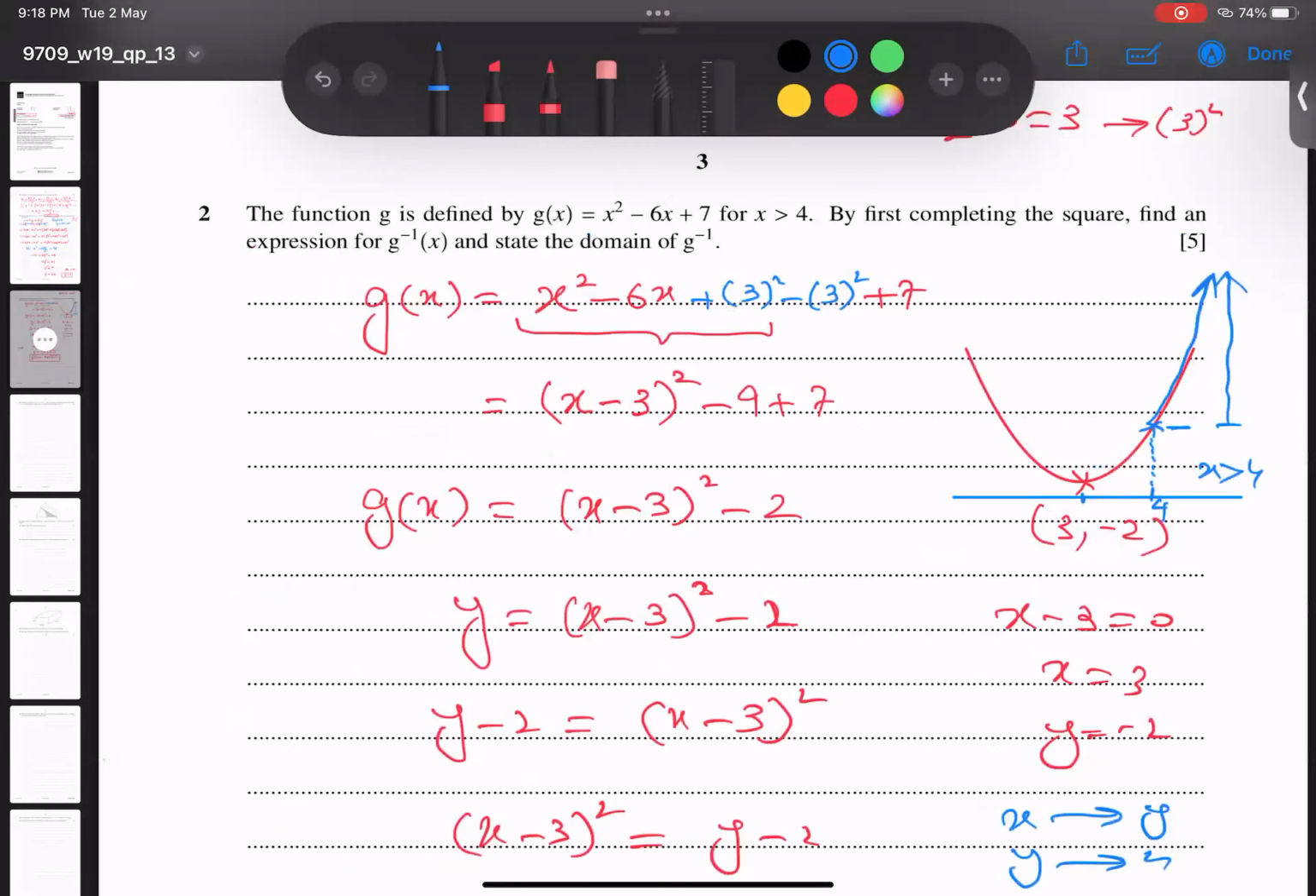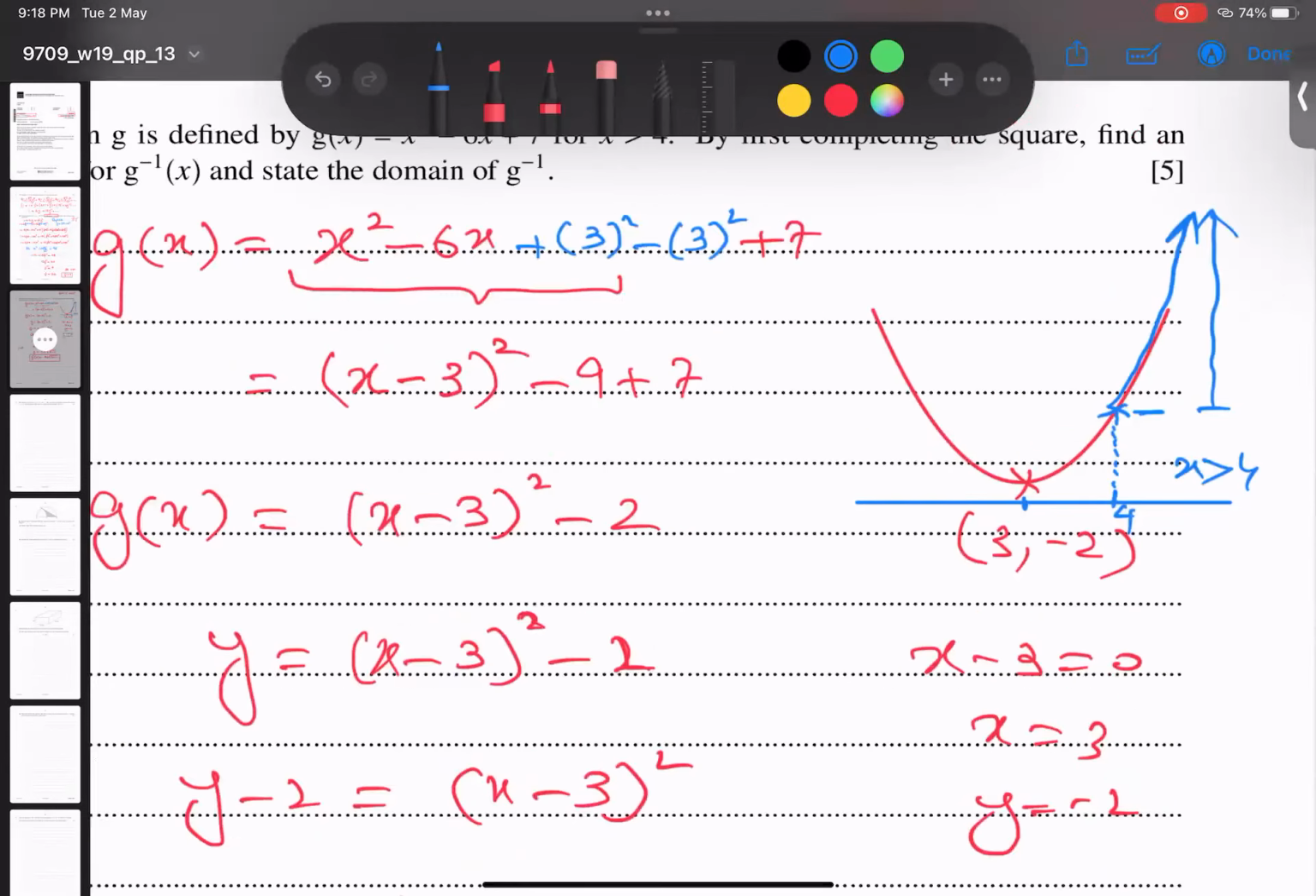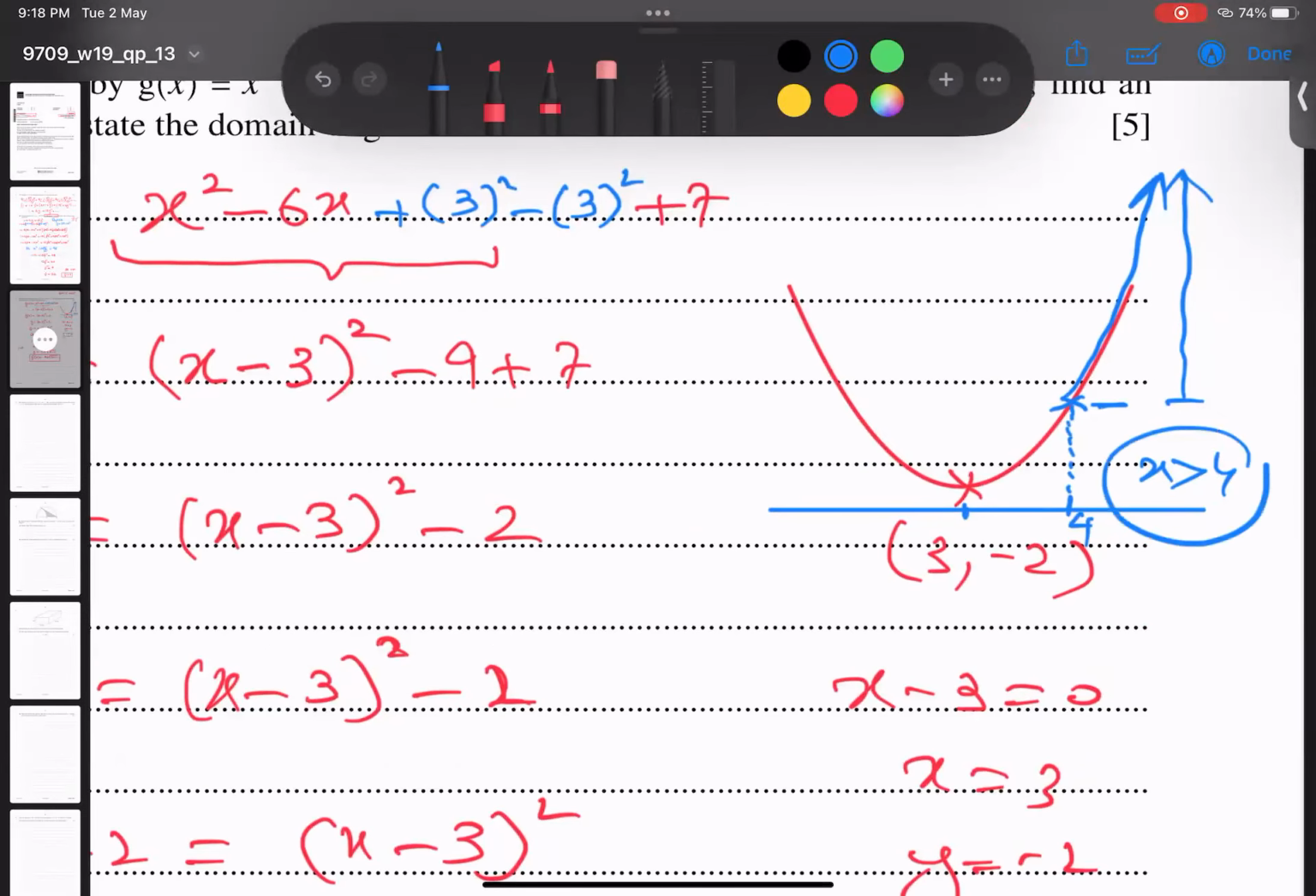This is a rule, you know it. So when you talk about this Y, think about it in the inverse situation: this X will become what? Y. So Y is going bigger than 4. So right side is always plus, left side always minus. That's the logic behind it.